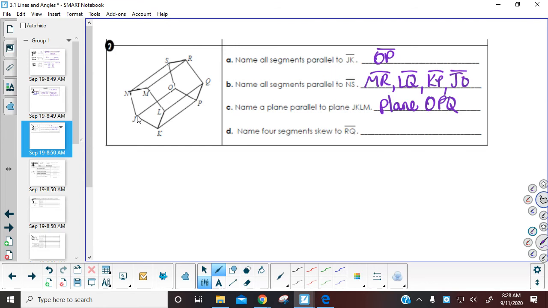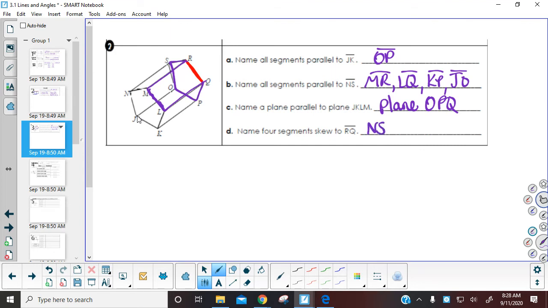Okay, the last one, name 4 segments skew to RQ. So we have RQ, and again, I'm going to eliminate the lines that are on the same plane as RQ. So we have this rectangle that's on the same plane. You also have the pentagon on the back side here that's in the same plane, and we would eliminate anything else that's parallel to that. The only line that is parallel is this ML that we've already outlined. Everything else that we have yet to name is considered skew.